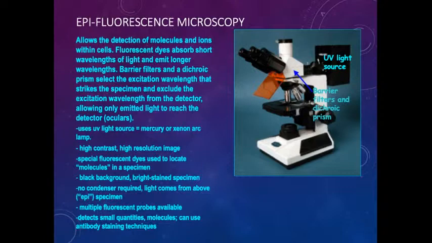Special fluorescent dyes are used to locate molecules in a specimen. The background is black and the stained specimens are bright, no condenser is required, and the light comes from above the specimen. We can detect small quantities of molecules, and antibody staining techniques can be used in this case.